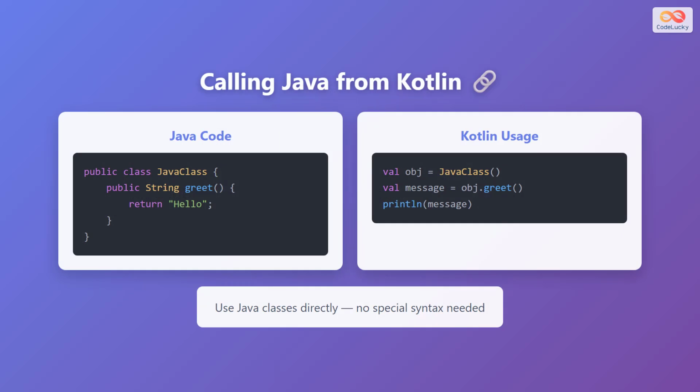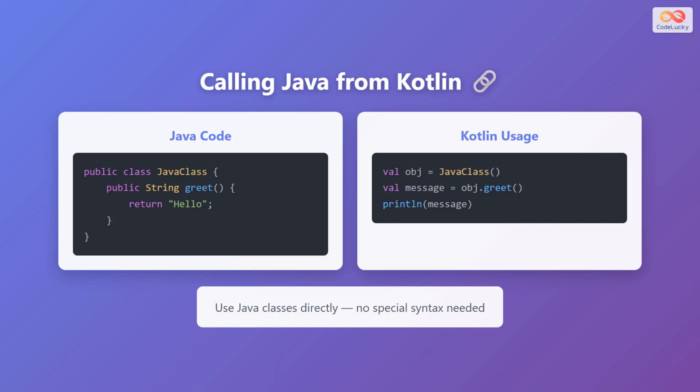One of Kotlin's greatest strengths is how naturally it interoperates with Java code. Calling Java classes and methods from Kotlin requires no special syntax or wrapper code. Let's examine a practical example. Suppose you have a Java class called JavaClass with a public method named greet that returns a string.